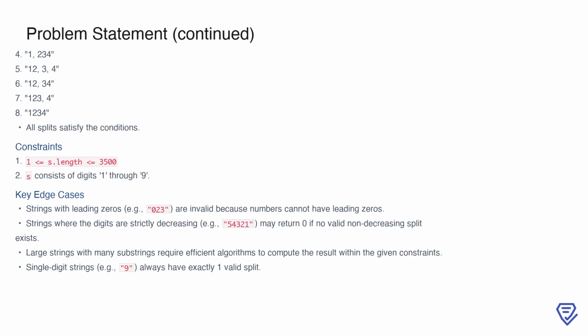The 8 valid splits for s equals 1234 continue with options like 1, 234, 12, 3, 4, and even treating the entire string as one number, 1234. All of these satisfy the problem's conditions.